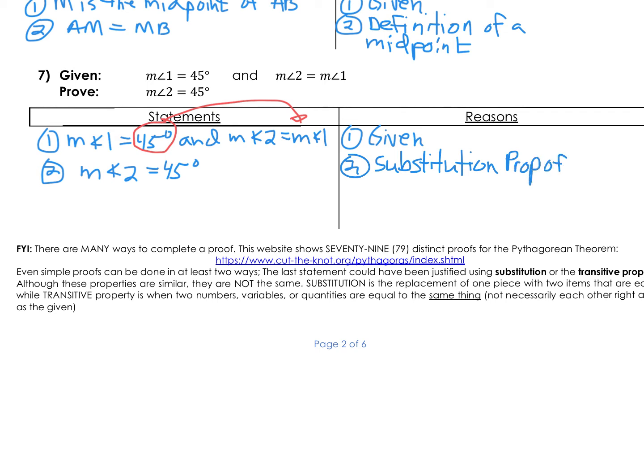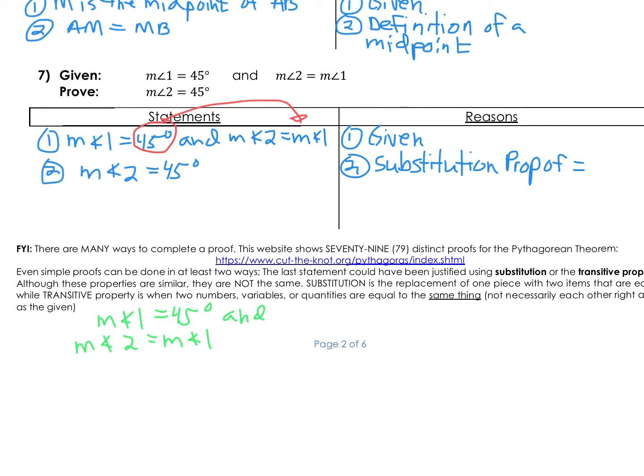of equality. Now, I've had some students that have said, well, and I'm going to write it down here. Let's see, I'll write it down here. If you look at it vertically, measure of angle 1 is equal to 45 degrees. That's what you were first given. And the measure of angle 2 is equal to the measure of angle 1.